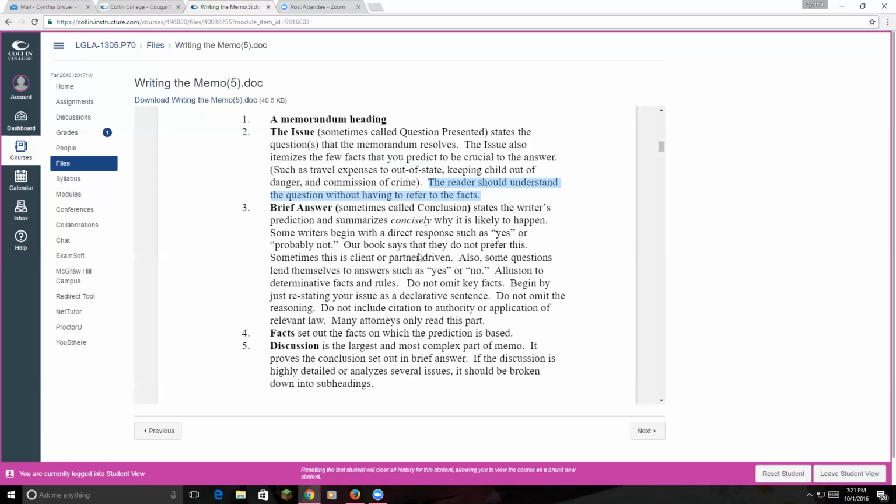Then we have the brief answer, and this should state the writer's prediction. Again, it's not a prediction, it's just a summary of what you're about to read, and it summarizes precisely why it is likely to happen. Some writers begin with the direct response such as yes or probably not. Our book says that they do not prefer this. Again, this is a difference of opinion. I don't have a problem with yes or probably not. So my recommendation for this course would be to do this. This is one area that I disagree with this memo writer.